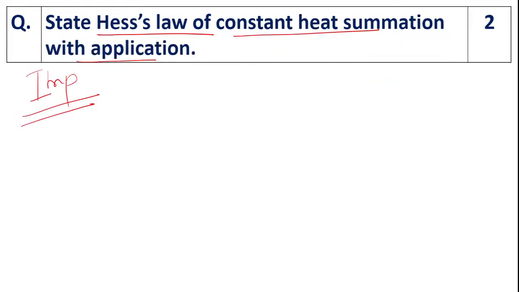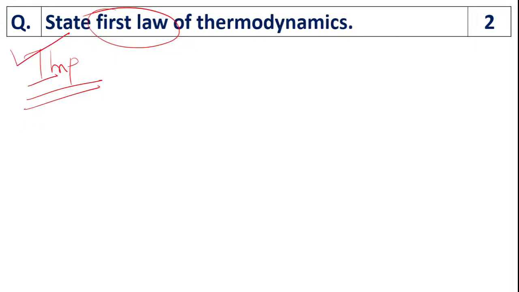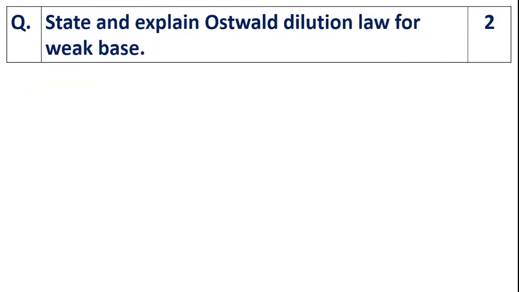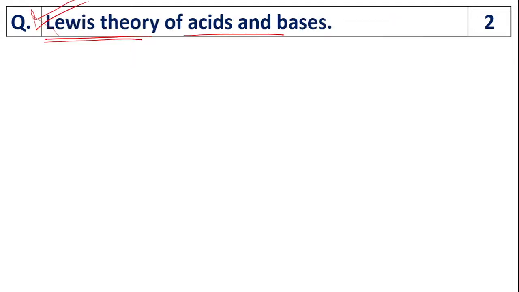Hess's law of constant heat summation with applications, just statement and 1 application. First law of thermodynamics, energy can neither be created nor be destroyed, it can be converted from one form into another. ठीक आहे, असे 3 स्टेटमेंट आहे. 3 पैकी तुम्ही 2 लक्षात ठेवा, ॲटलिस्ट 2 फॉर 2 मार्क्स. Ostwald dilution law, if mentioned as a weak acid weak base, then write particularly for weak acid weak base. Ostwald dilution law for weak base weak acid.